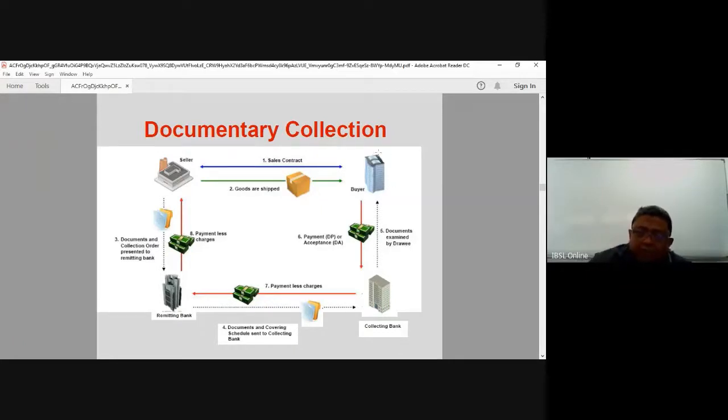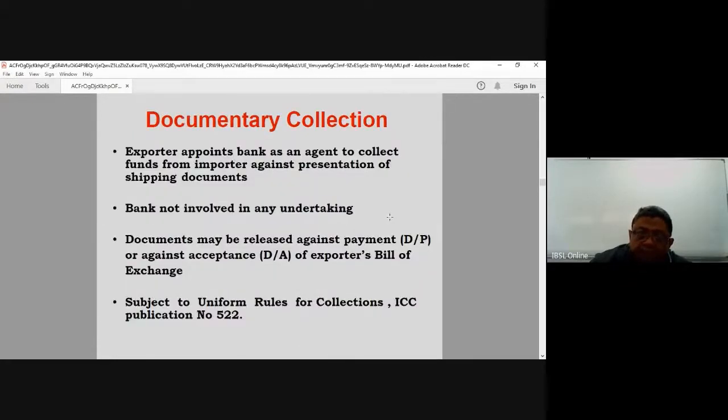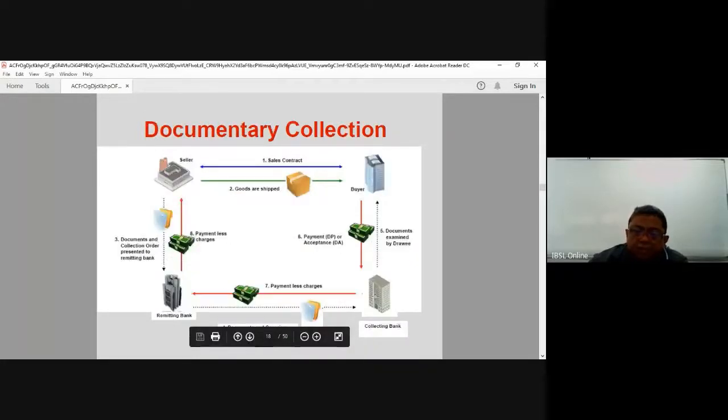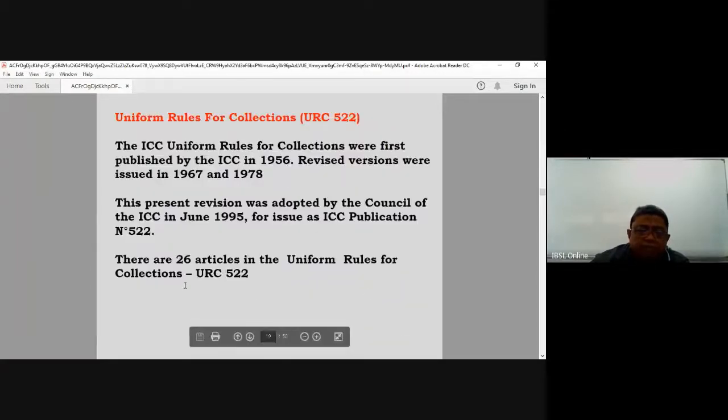So because of that, when he sends the letter, please note that all these transactions, the bank will write to the local bank, should be according to the ICC rules. The ICC rules, the present revision in 1995, is number 522. That is the ICC rules 522, which applies to document collections. When it started is not required, but there are 26 articles in that. I'll go through some of the important articles.